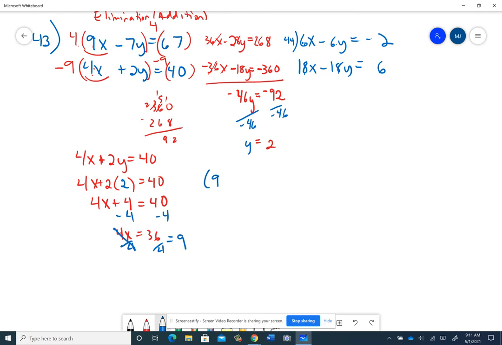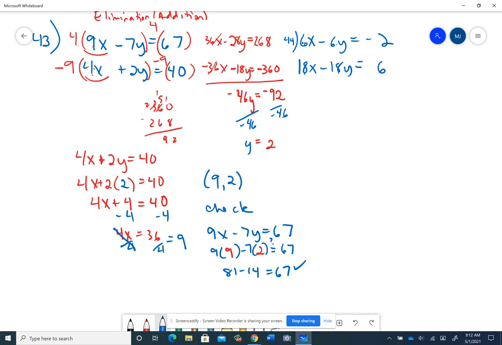So then I put it together as an ordered pair, and I check it, if I have time, by plugging into the top equation, because I didn't use that to find the other coordinate. I used the bottom equation. So now I'm going to plug in a 9 and a 2, and I'm going to see if I get 67. So that's 81 minus 14. Yep, that's 67. So I know I'm right.